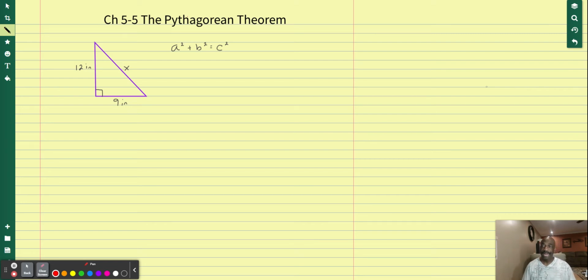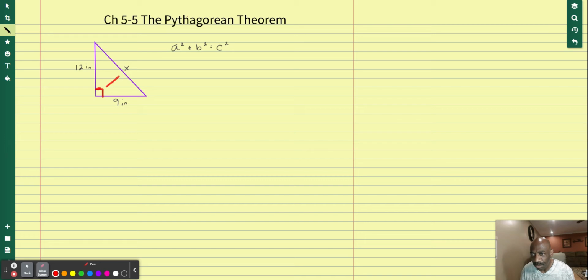So we know that in this particular example, one of the legs is 12 inches, the other leg is 9 inches, and the hypotenuse we are looking for is x. All right, that's what we're looking for. Now, I have a little box here. This lets me know that this is a 90-degree angle.